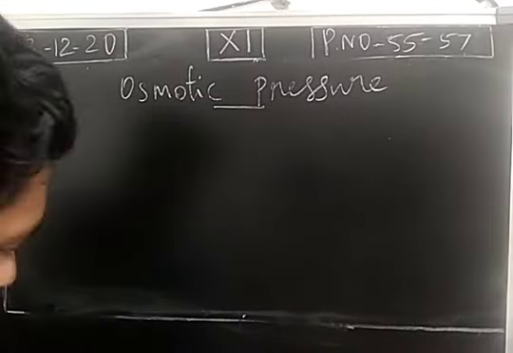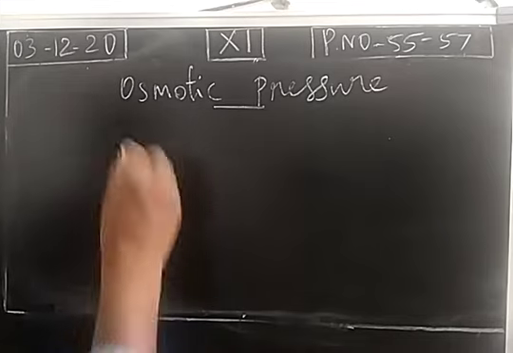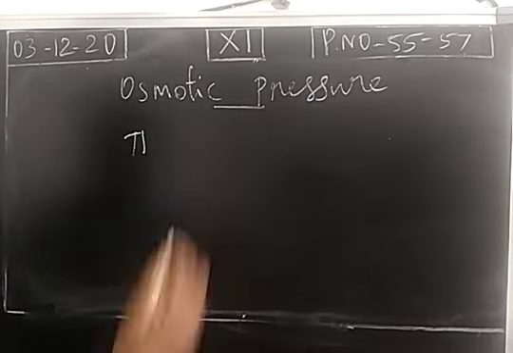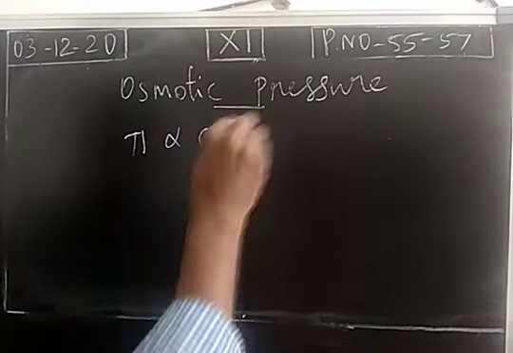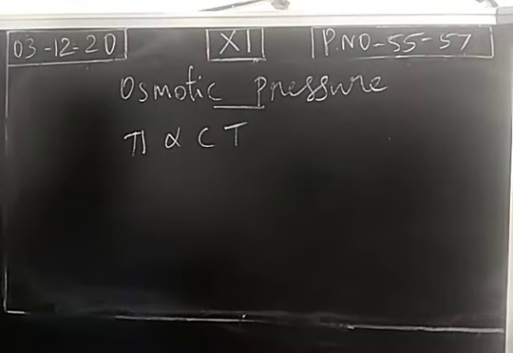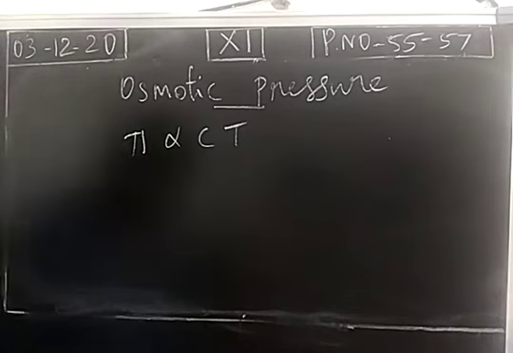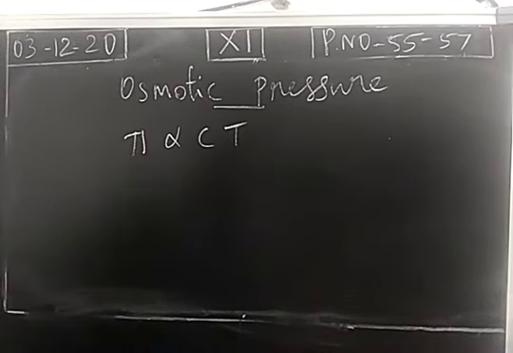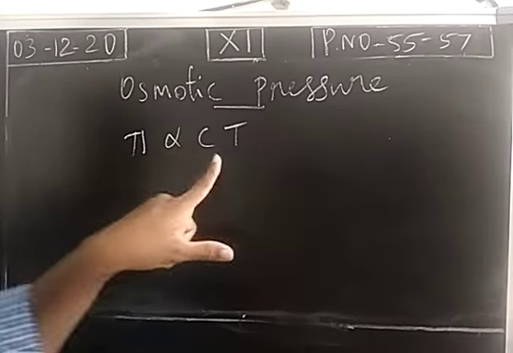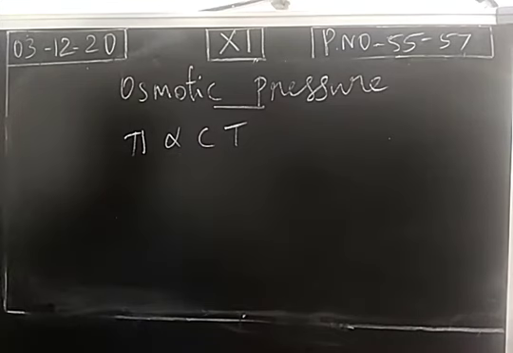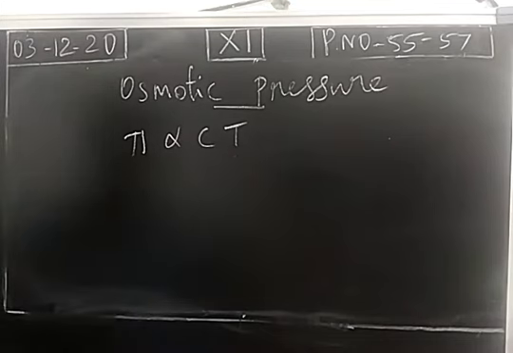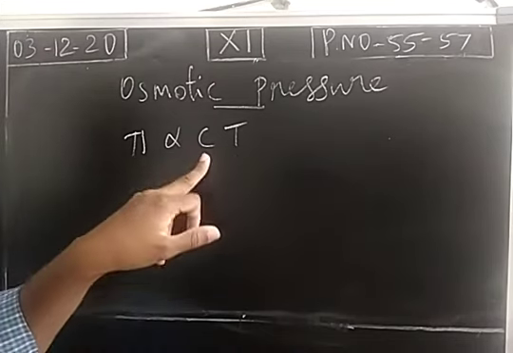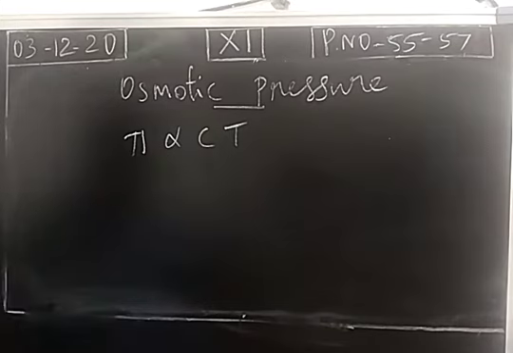The scientist Van 't Hoff found that osmotic pressure is directly proportional to the concentration of the solution and the temperature. So this is the symbol for osmotic pressure. It is proportional to the concentration of solution and the temperature. Pi is the osmotic pressure, C is the concentration of solute in solution, and temperature is expressed in Kelvin.